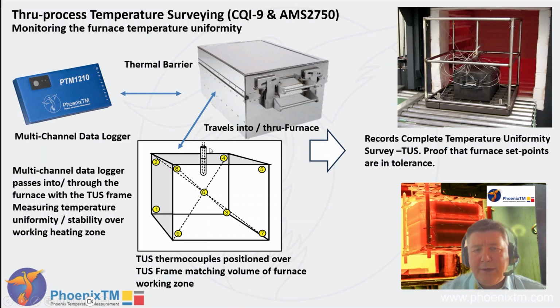In order to perform the temperature uniformity survey, we use the same principle of a data logger and a thermal barrier. But whereas in temperature profiling, we're monitoring the temperature of the product as it's traveled through on the production run, what we do for a uniformity survey is we set up what we refer to as a TUS frame, and the thermocouples are positioned then over the working volume of the furnace, and they measure the ambient temperature in that furnace to ensure that we're getting the accurate temperature at the TUS levels we're measuring, and also that that temperature is stable over the duration of the run that we're performing.